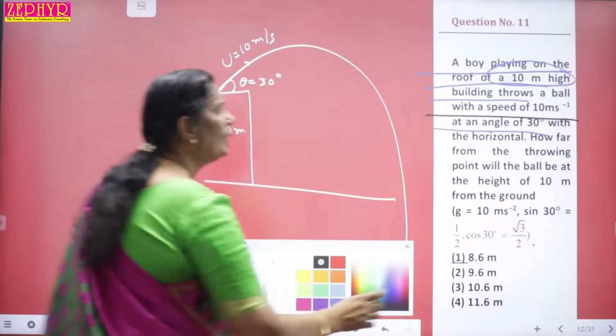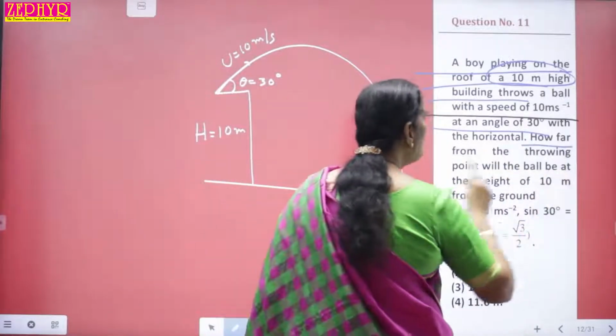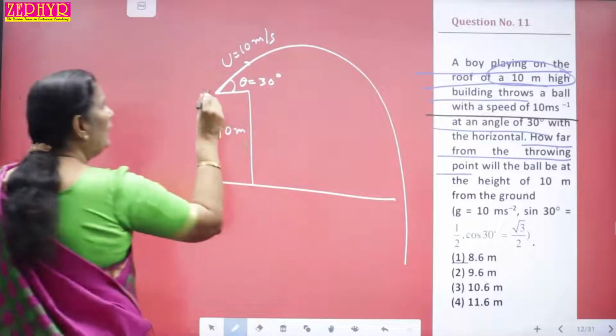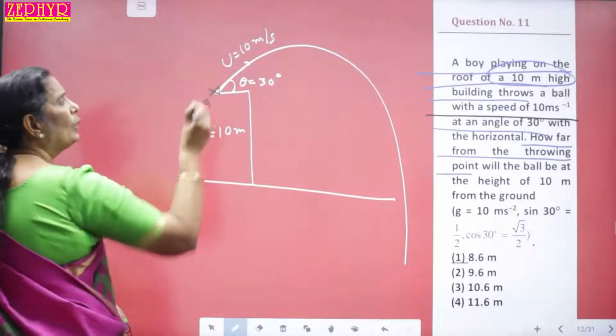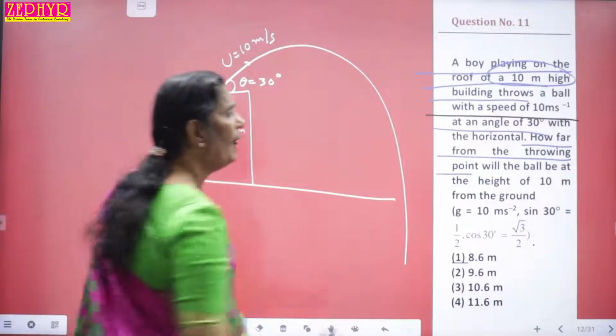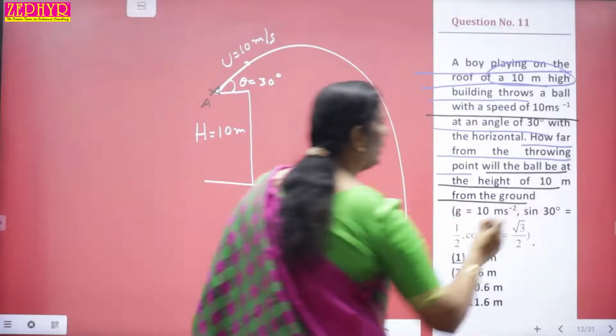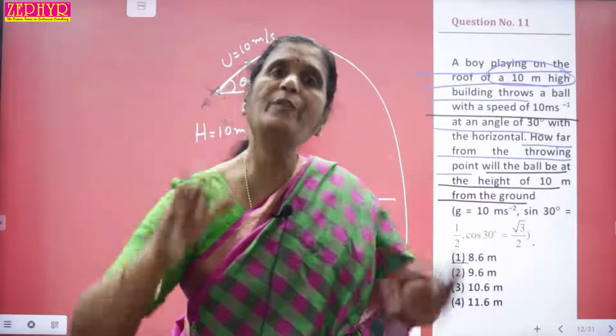Again, read the question. How far from the throwing point will the ball be at a height of 10 meters from the ground? Which is the throwing point? Still the ball should be at a height of 10 meters.